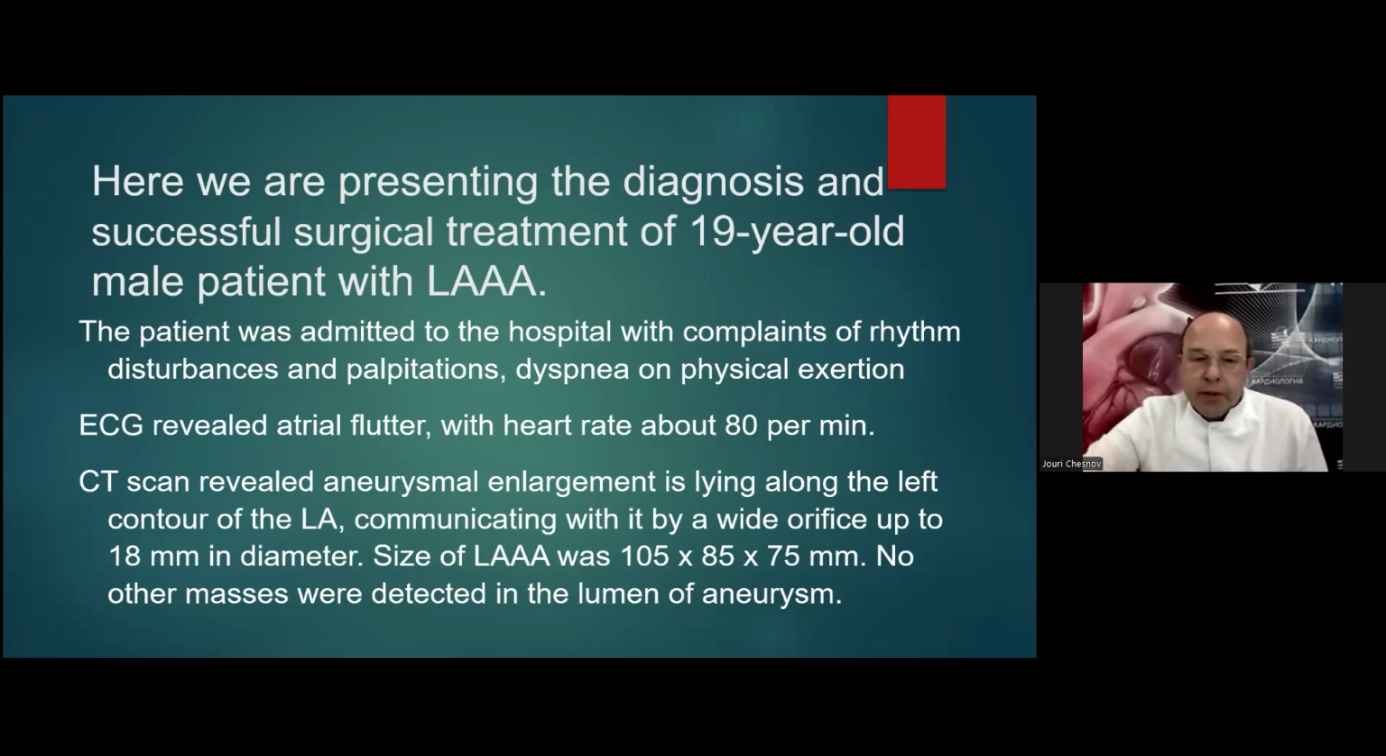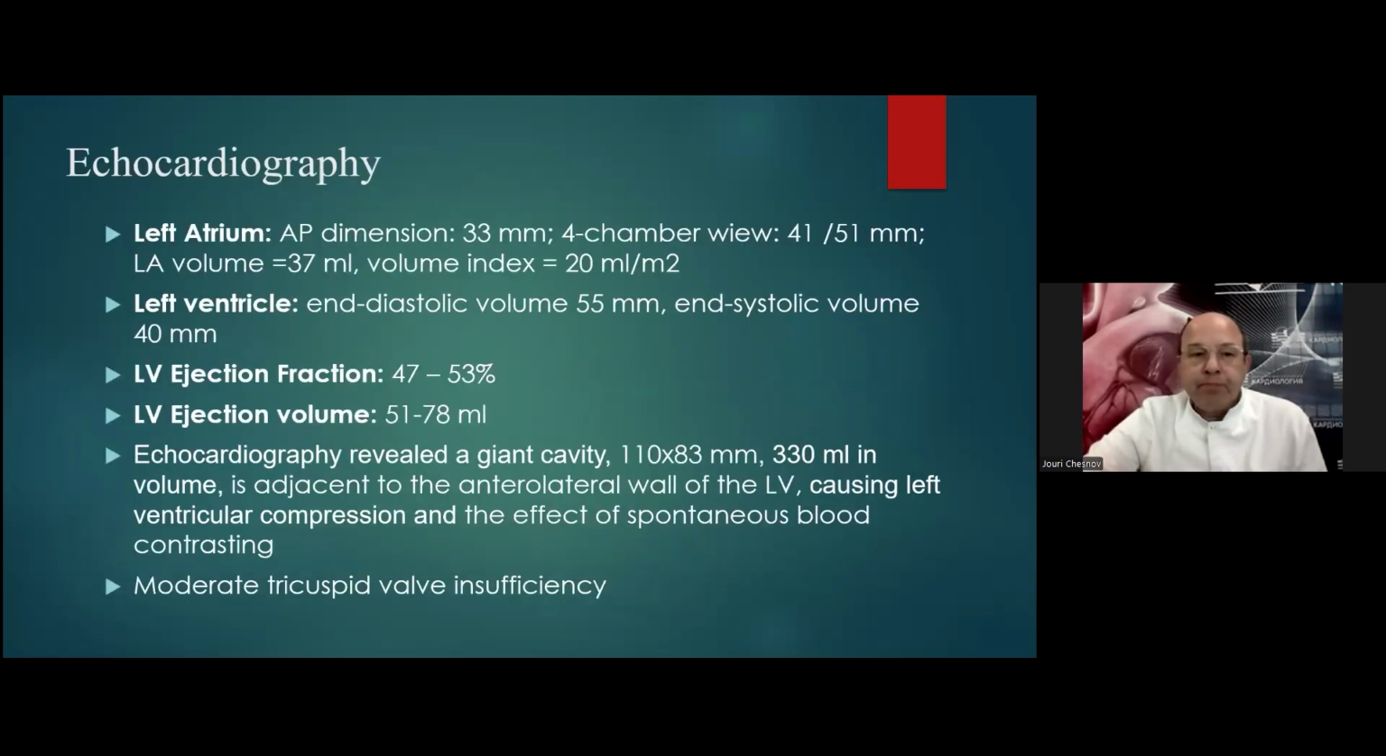CT scan revealed aneurysmal enlargement lying along the left contour of the left atrium, communicating with it by a wide orifice up to 1.8 or 2 centimeters in diameter. Size of this aneurysm was 105 by 85 by 87 millimeters. No other masses were detected in the lumen of the aneurysm.